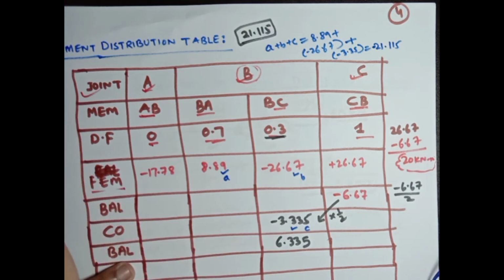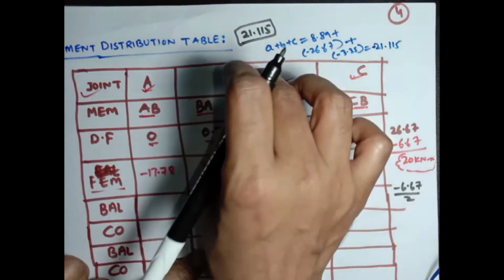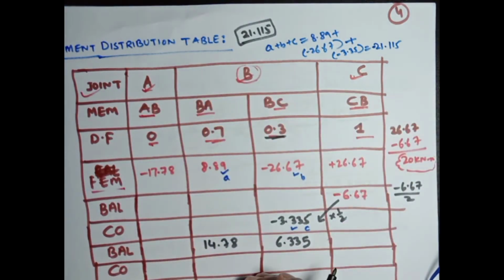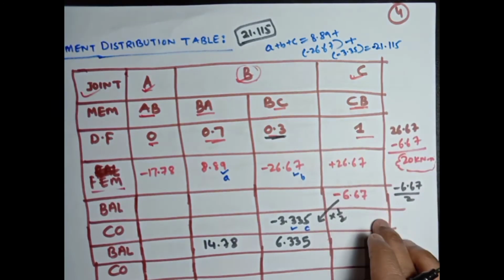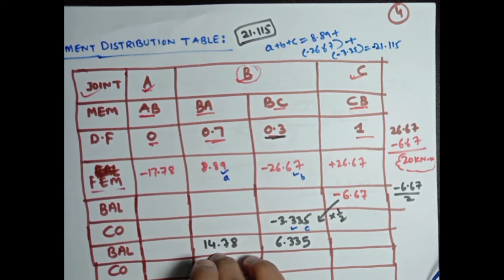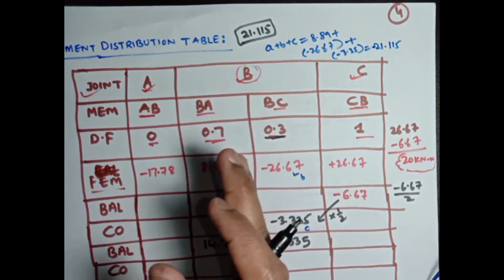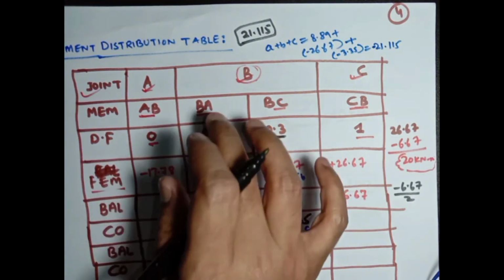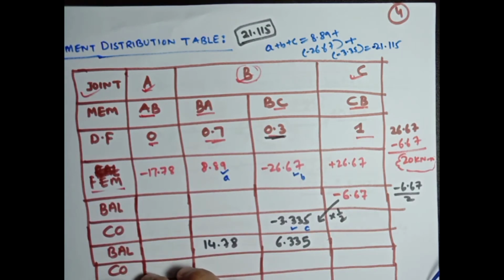21.115 will be multiplied with 0.7 will give 14.78. These are the balancing moment for joint B with a distribution factor to the respective span which has been distributed here. Now this moment cannot be carried over here because we have already balanced this joint C. Now point A is a fixed support, so this moment which we balanced here for joint B, or we can say left part of this joint, or we can say at member BA, will be carried over to the joint A.